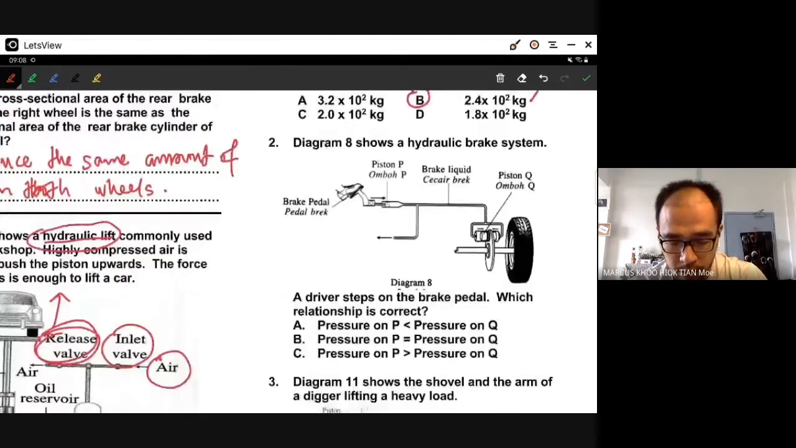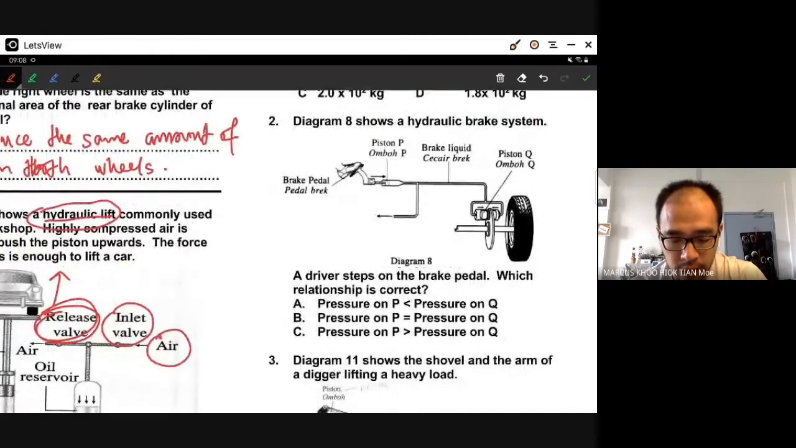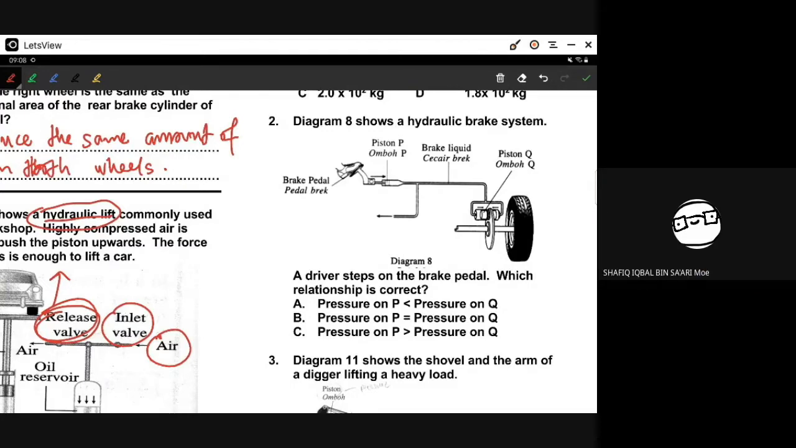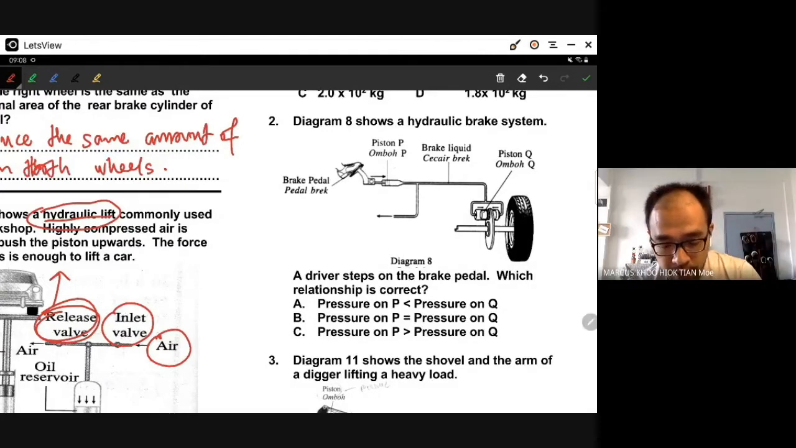Okay. All right. Diagram A shows a hydraulic brake system. A driver steps on the brake pedal. Which is the correct relationship? Can I have Iqbal for this? Shafiq, what's the answer for number 2? A. Pressure on P is less than pressure on Q.